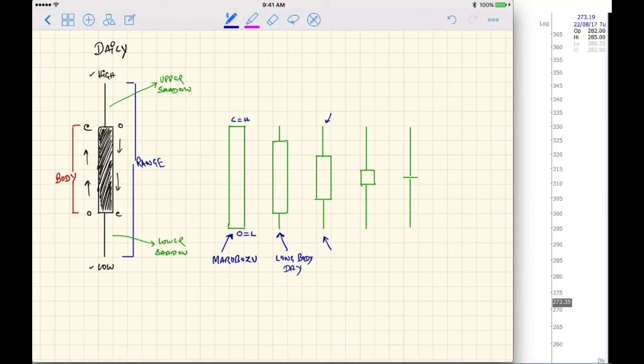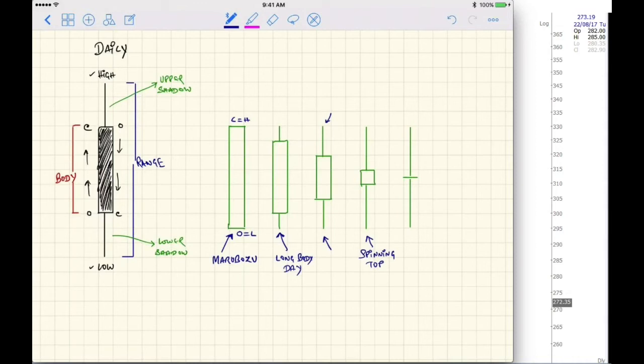So when the body gets smaller, the bulls or the bears, either parties, are not able to hold on to their gains. As we move more towards our right, we get this, and this is called a spinning top.